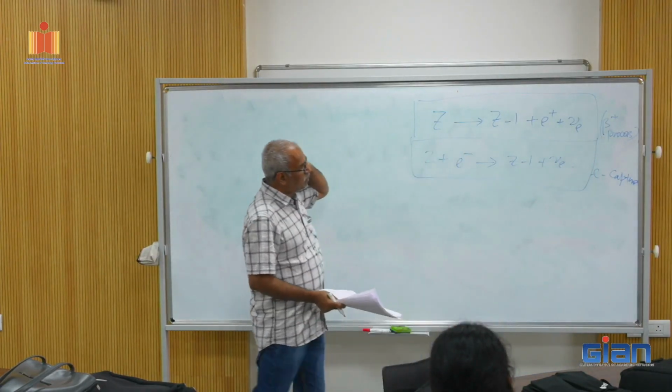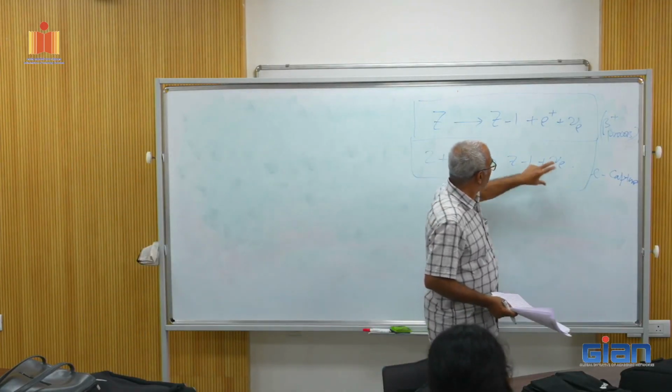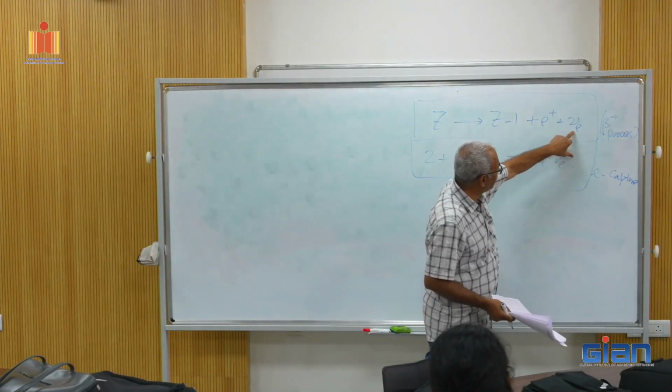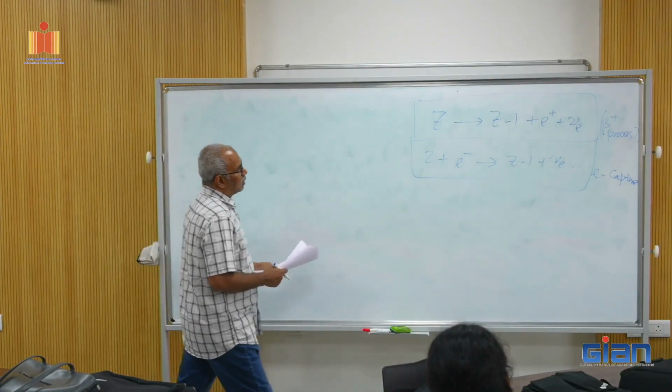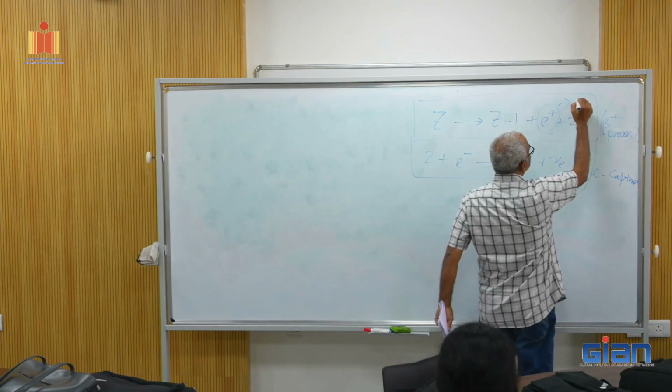So one of them is beta plus emission and the other one is electron capture. But if you look at the right hand side, you have a positron here in addition to a neutrino, but here you don't have a neutrino. The difference is, this has a minimum energy, let's say 0.511.